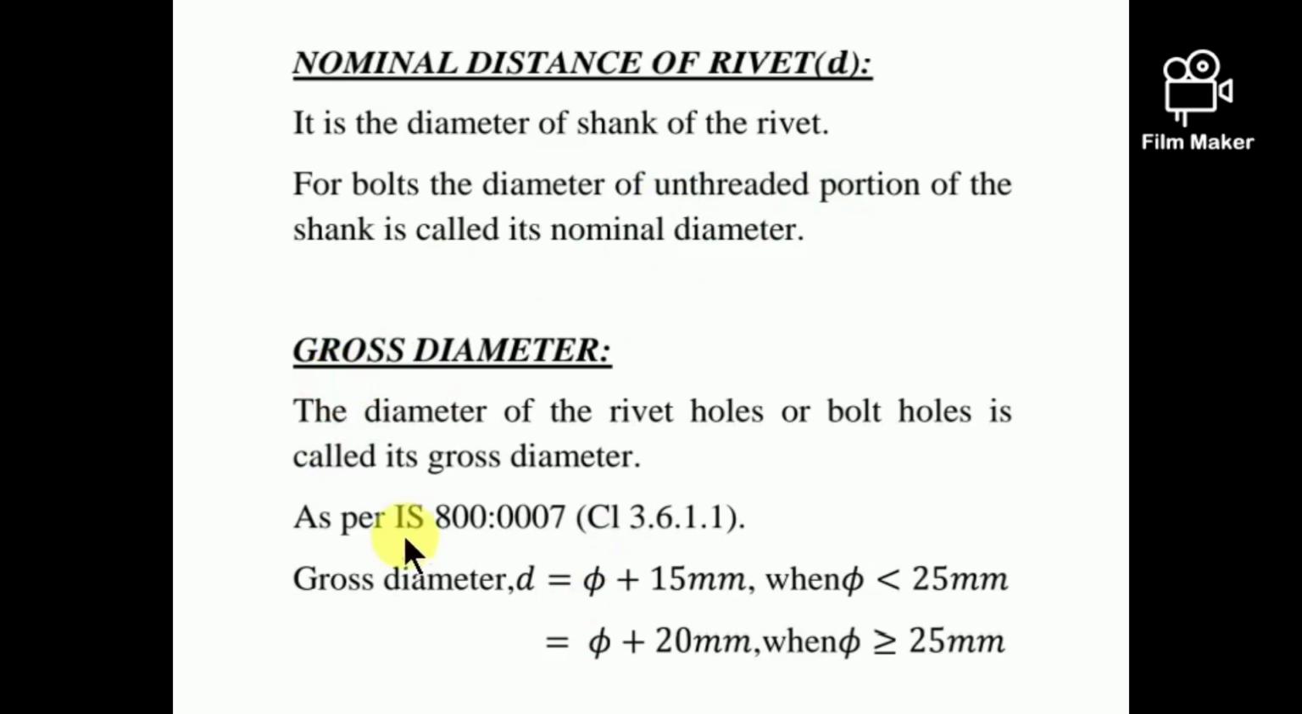Now as per IS 800 2007, as per clause 3.6.1.1, we have gross diameter d. Gross diameter is represented as small d. So small d equals phi, our nominal diameter, plus 1.5 mm when the nominal diameter is less than 25 mm. And it is phi plus 2.0 mm when our nominal diameter is greater than or equal to 25 mm. So this condition, you can note it down. This is very important, not only for this, for any entrance exam also, this is very important.